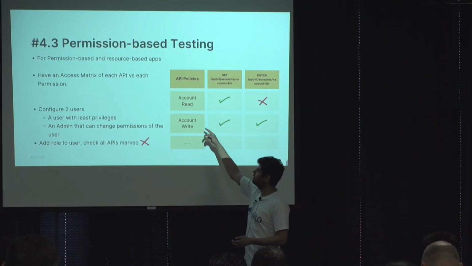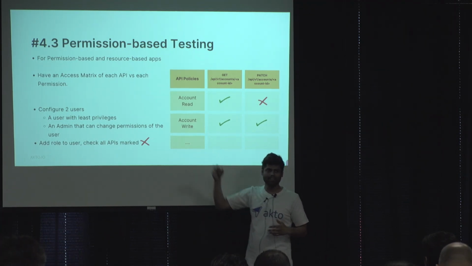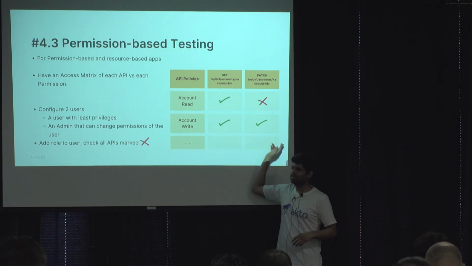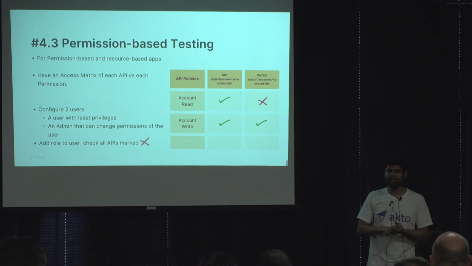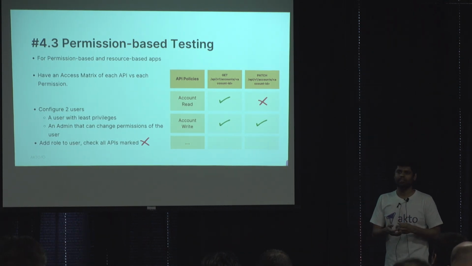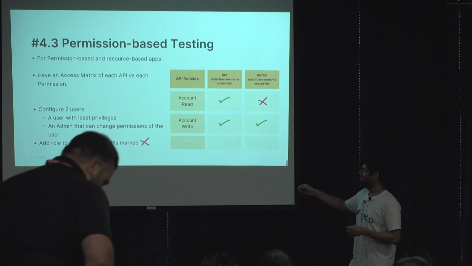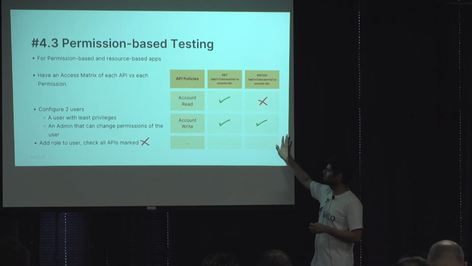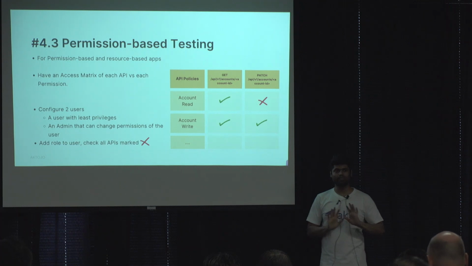Then you incrementally add the permissions one by one. Then I'll incrementally add account read and make sure for the rest of the table I still can't access any APIs. I hope I'm making sense. But yeah, the idea is you start with the least privileged user, you incrementally add the permissions one by one, and you check that all those increments don't disturb your table. Your table data, all the crosses should still be crosses.